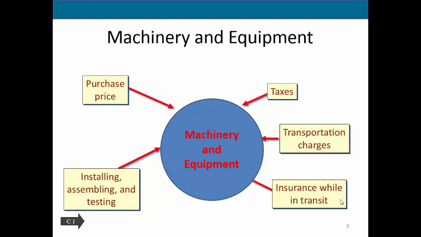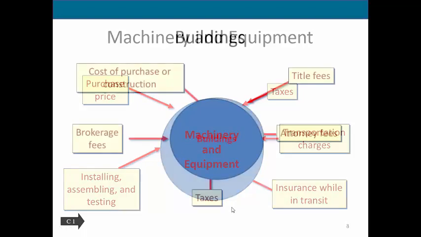Once we have the machine at our building, we then have to install it, assemble it, and test it. All of these things are how we are preparing this asset for its intended use. So all of these costs would be built into that acquisition value, or that original cost.